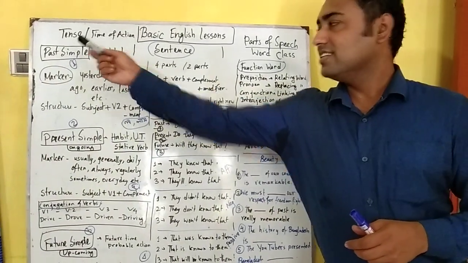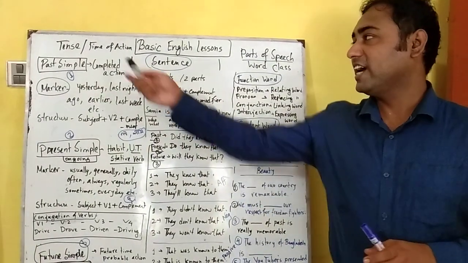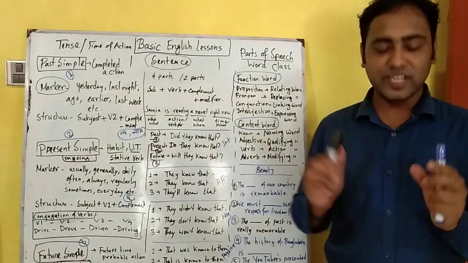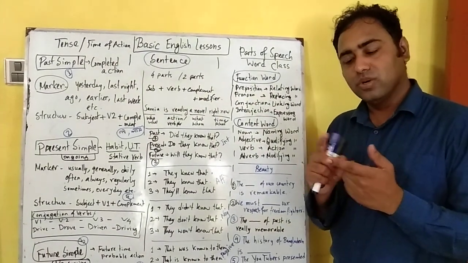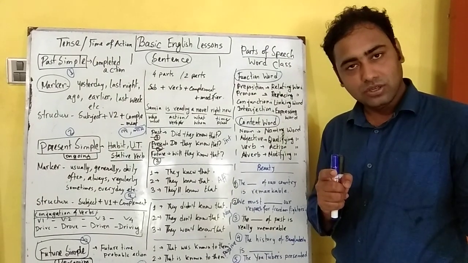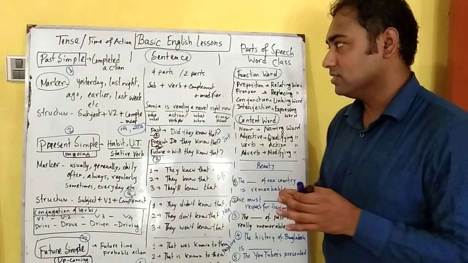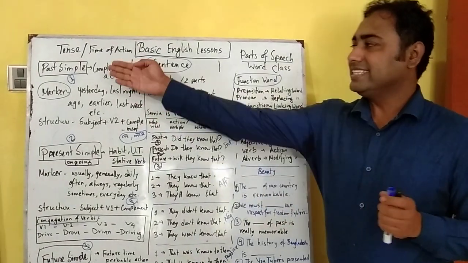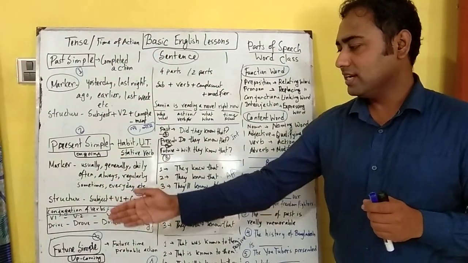So tense is not tension. Tense actually is referring to time of action. So time of action means, suppose, when do you work? What is the time? Is it gone? Is it ongoing? Or is it upcoming? Something like this. So there are three types of tense. First of all, past, present and future.